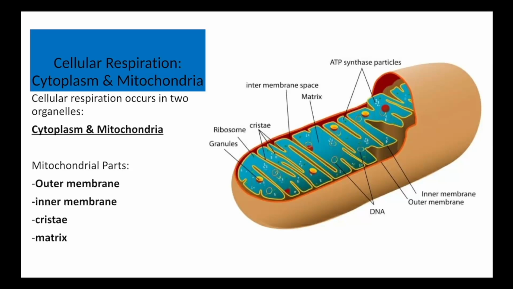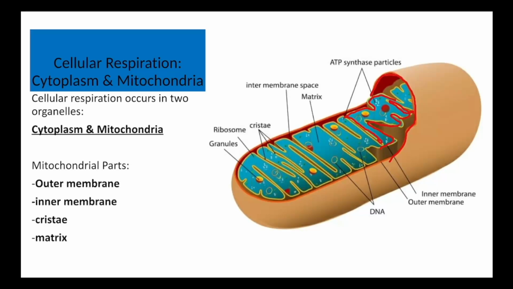If we look at the structure of a mitochondria, the structure of the mitochondria is very important in terms of cellular respiration. And this is where cellular respiration occurs. You'll see this interesting structure where it has an outer membrane, and then it also has this inner membrane with all these folds called cristae.